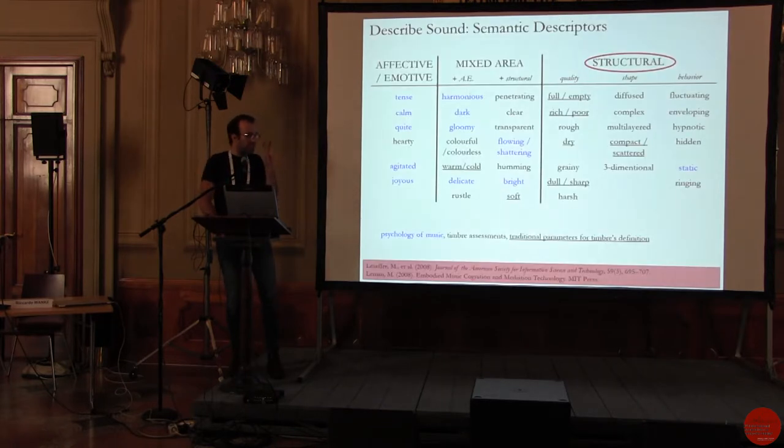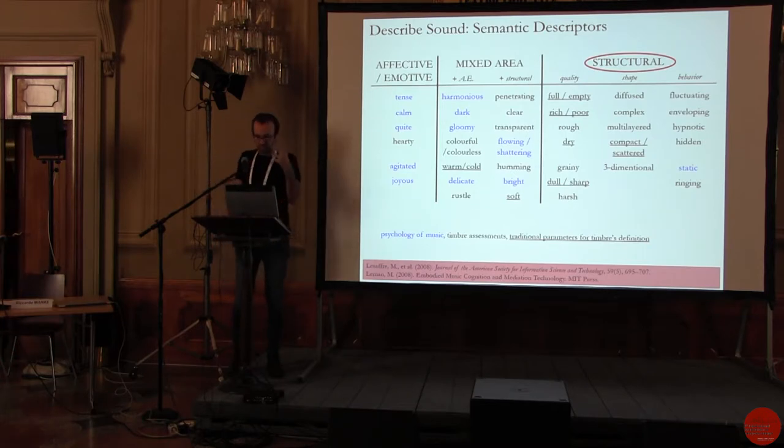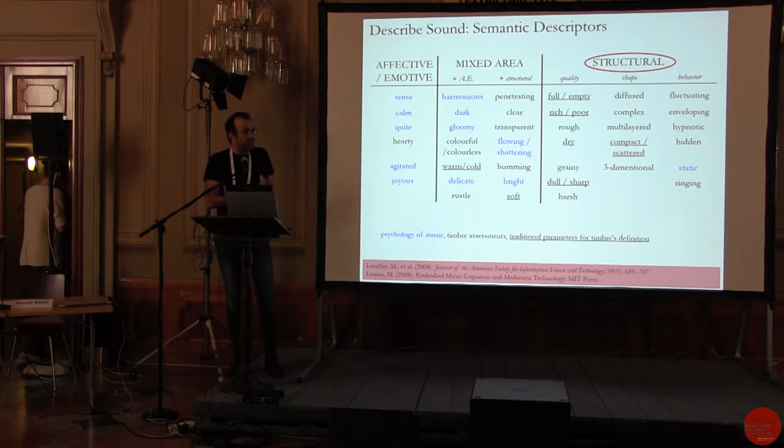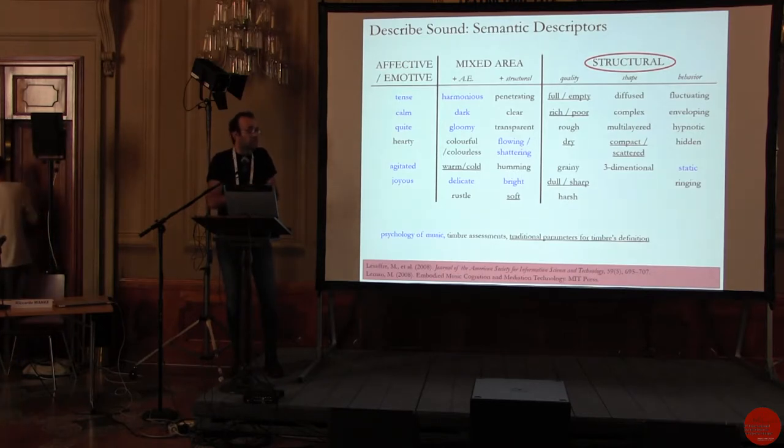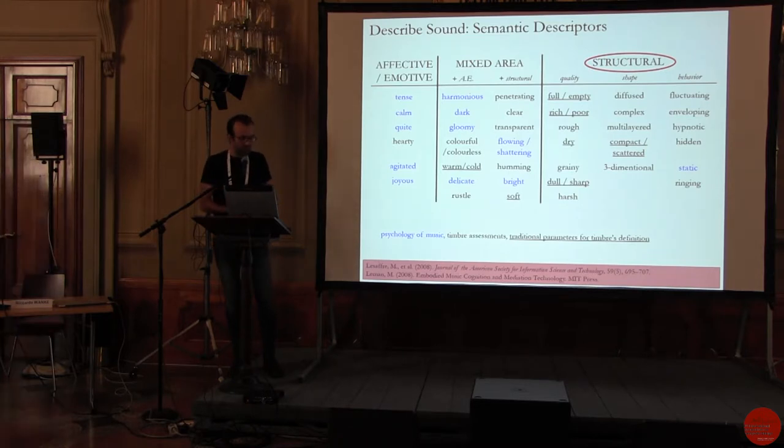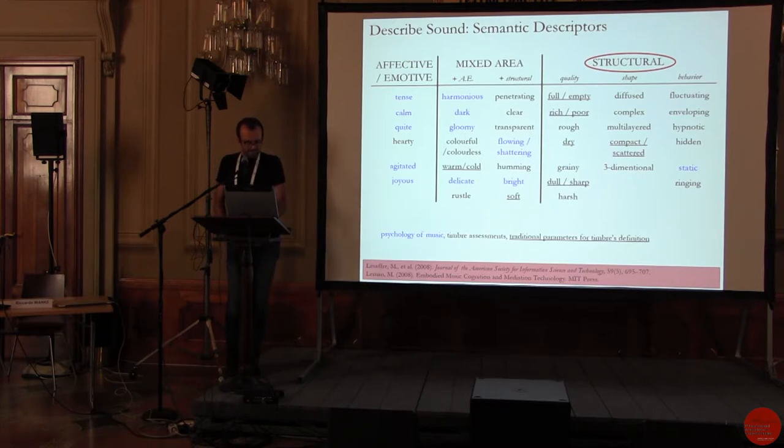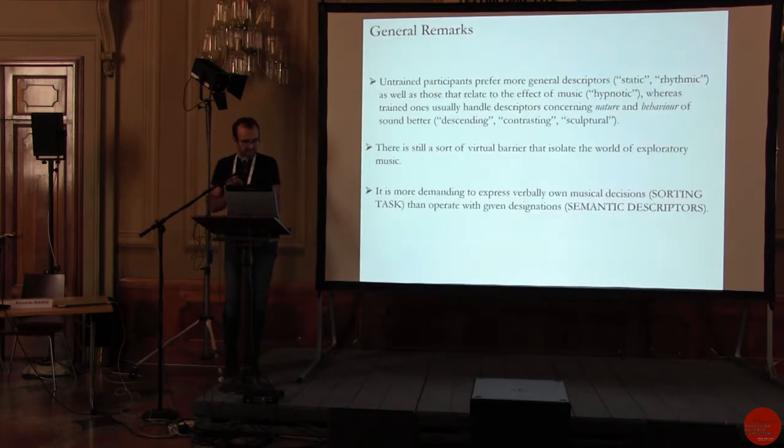I go further quickly to the task of semantic descriptors, and probably everyone knows this use of adjectives to try to express or report the perception of music. And of course, in some cases, these adjectives are used in a random way. Actually, as you can see, some adjectives could be associated more to the affective or emotive impact of music, and others maybe describe better the structure or the sound itself. So I tried to focus much more on structural semantic descriptors, but I will show you quickly some results here.